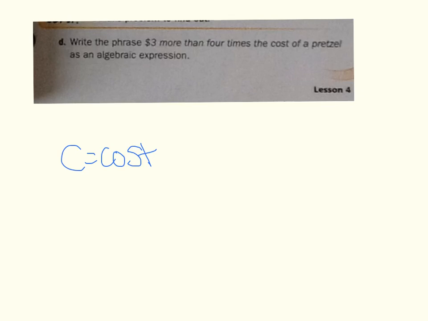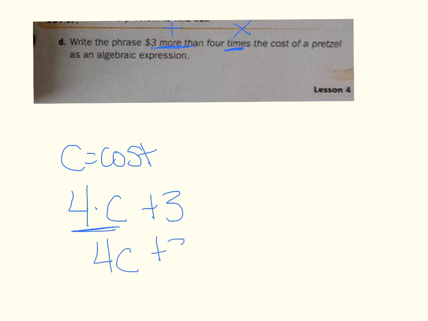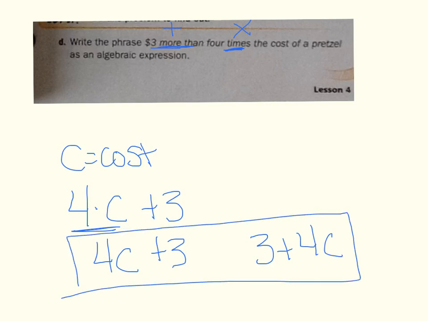So let's underline a few things. I have times and I have more than. Remember, more than always means addition and times always means multiplication. So I have 4 times the cost of the pretzel and then $3 more. Remember, I can write this as just 4C, and then I have $3 more, so plus 3. With addition, it doesn't matter. If you were to have 3 plus 4C, that is the same thing. I would accept either answer.